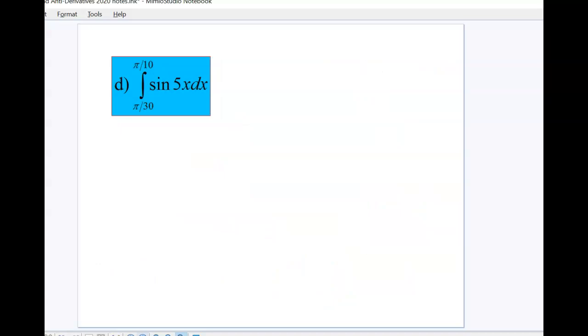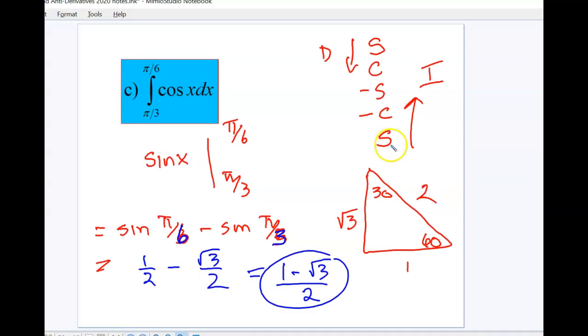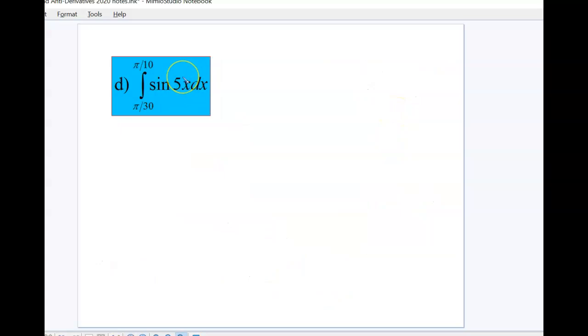Okay, in this next one, I want to find the integral of sine 5x. Now notice the integral of sine is negative cos, but in this example, I have a 5x here and not just an x. And remember, when we took the derivative of sine 5x, we would take the derivative of the trig part, leave the inside alone, and then multiply by the derivative of the inside. Well, when we find the integral, we do the exact opposite. We take the integral of the trig part and we divide by the derivative of 5x.